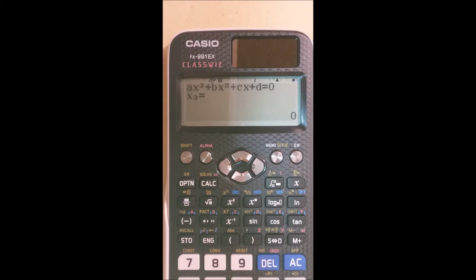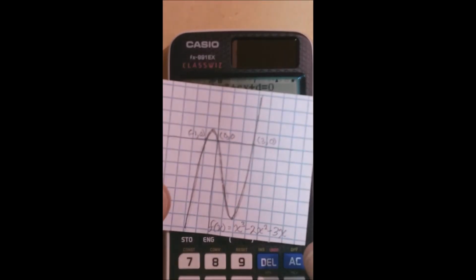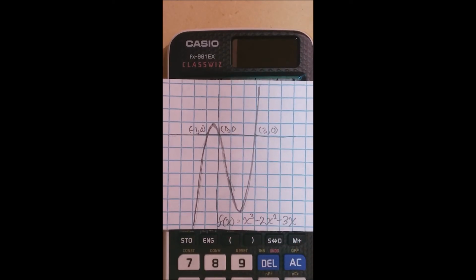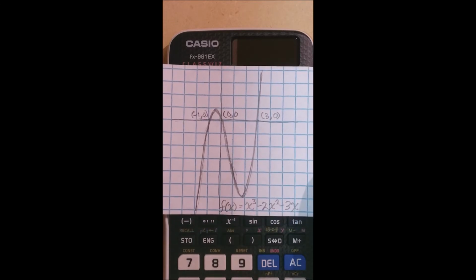So that means that we cross the x-axis at all 3 of those points. Okay? Here's the graph of it. Notice negative 1, 0 we cross over, 0, 0 we cross over again, and at 3, 0 we cross over. And the formula, as you can see, is x cubed minus 2x squared minus 3x, and there's no constant added on, but that's what it comes out to be.